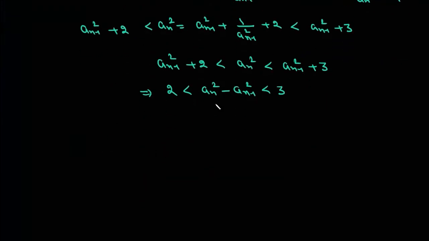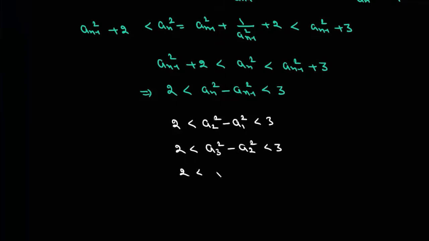Now we'll start with n as 2. So we can write 2 is less than a2 square minus a1 square, and will be less than 3. And if we put n as 3, we'll write a3 square minus a2 square will be less than 3. And for n equals 4, we'll get a4 square minus a3 square will be less than 3. And we'll continue up to an square minus an minus 1 square will be less than 3.